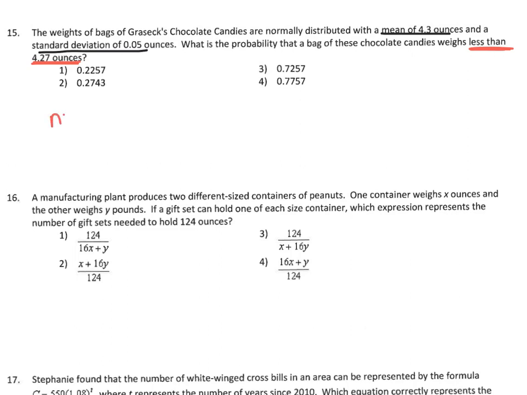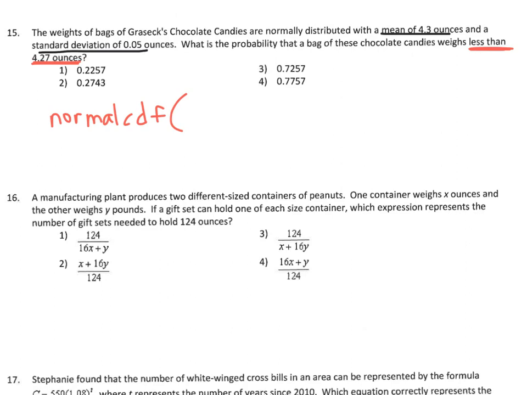So when we do normal CDF, we're going to do that in our calculator, and the first thing we want to do is tell it what we want our lower bound to be and then what we want our upper bound to be. So if we want them to weigh less than 4.27 ounces, 4.27 is going to be our upper bound, and then we want to look at everything less than that.